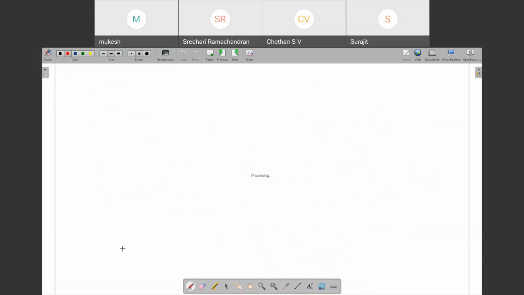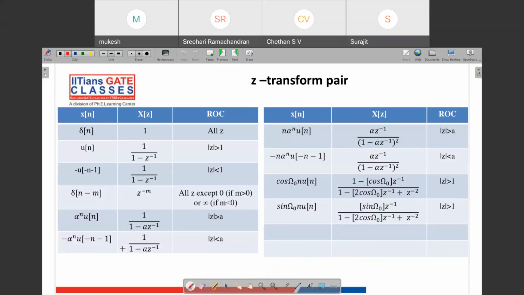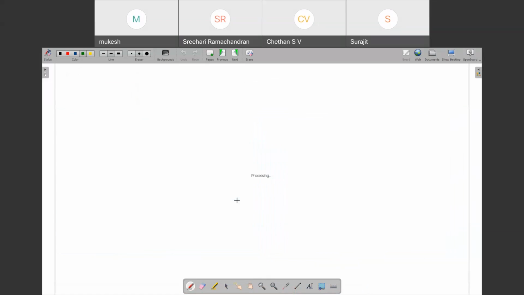Then let me go to the next slide. These are some of the already known Z transforms. I put them here. This is useful if you remember it, because calculating it in the exam again will take time. So it's better to remember a few of these Z transforms.